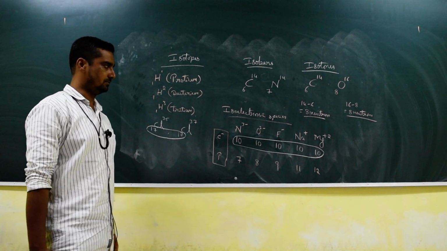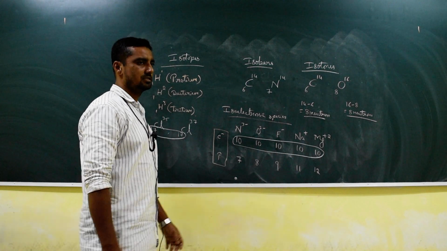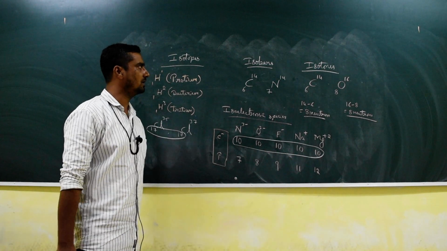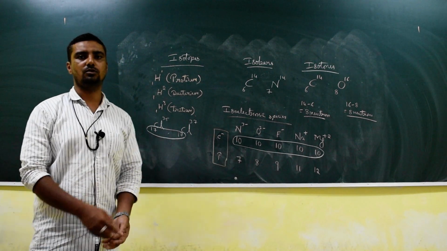Right. So today we discussed the simple tricks to write the electronic configuration, and then isotopes, isobars and isotones, and also isoelectronic species.